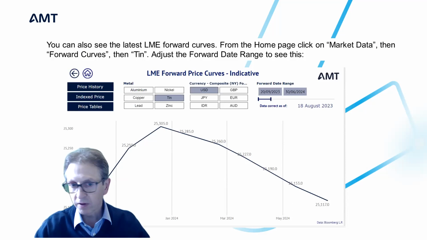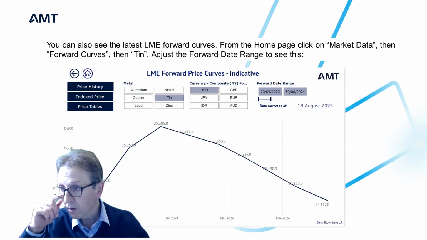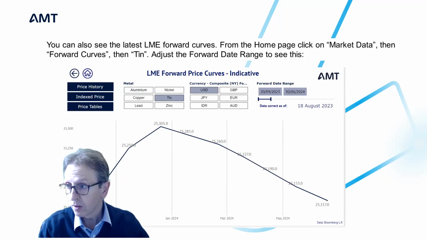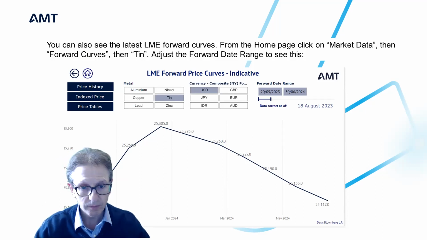Another useful point, I think, is to look at LME forward curves. So again, we're going to click on homepage, market data, and then on the left-hand side here, you'll see forward curves. In this example, we've got tin. So under metal, just click on tin, make sure that's grey. And then you'll see this kind of forward curve. Again, you can adjust the forward date range with the slider in the top right, and you should end up with something similar to what I've got here.